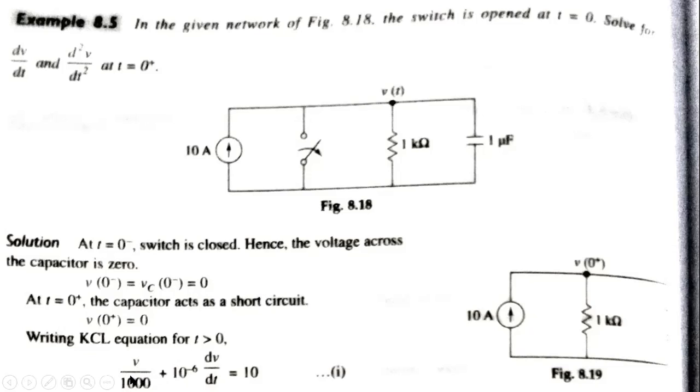So here we divided by 1000. Where is the 1000? That is nothing but the resistor, V by R. I is equal to V by R. I is nothing but 10, equal to V by 1000 plus C into dV by dt. C is 1 microfarad, so here it will be 10 raised to the power minus 6. So this equation is nothing but my equation number 1.